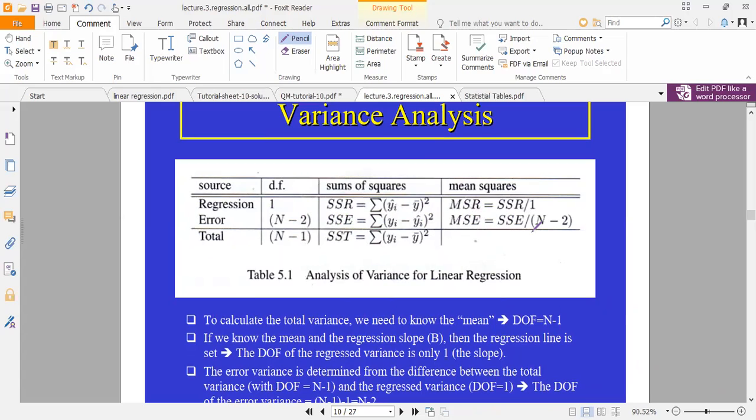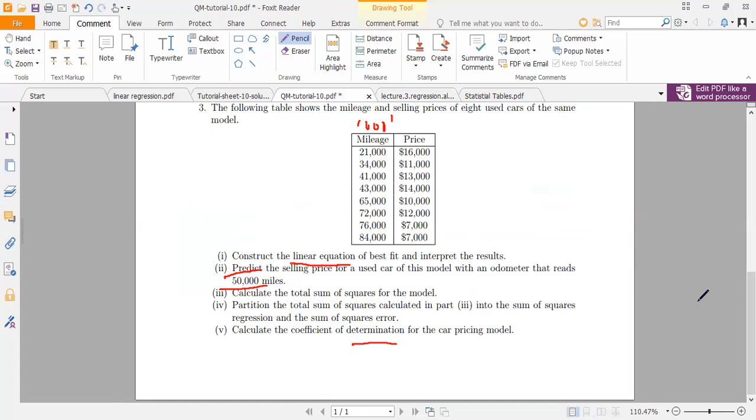So this is where we end with our tutorial sheet number 10. I would love to also take you through a shorter route of this after this session.